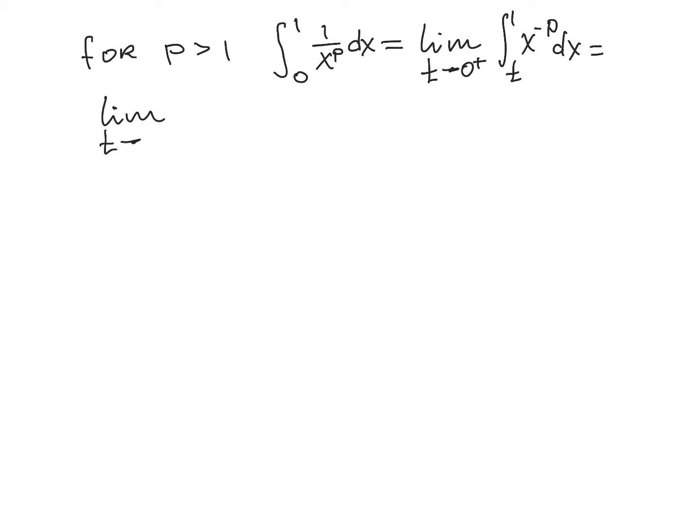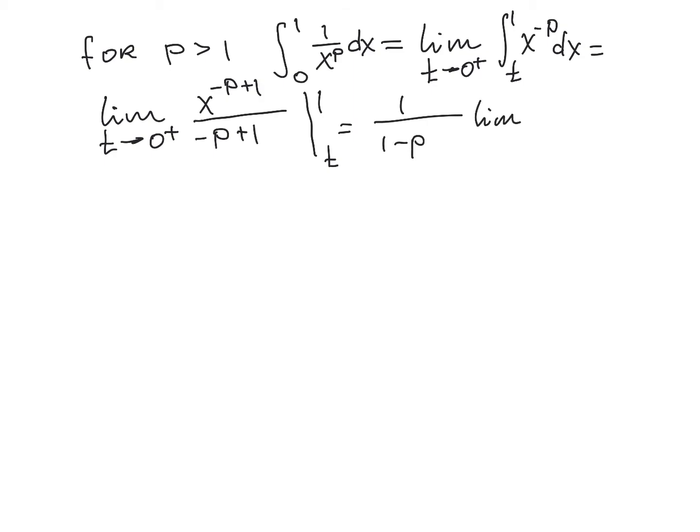So this is the limit as t approaches 0 from the right of x to the negative p plus 1 over negative p plus 1, evaluated from t to 1. Let's factor that constant out, 1 divided by 1 minus p, to the front of the limit, and then times the limit as t approaches 0 from the right of, well, let's write x to the negative p plus 1 as 1 over x to the p minus 1, and that's evaluated from t to 1.